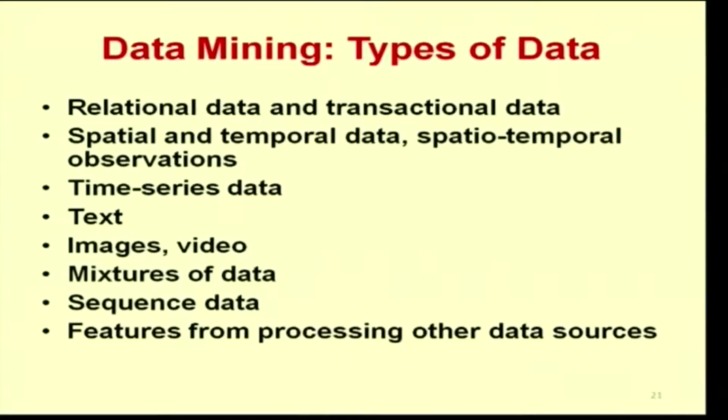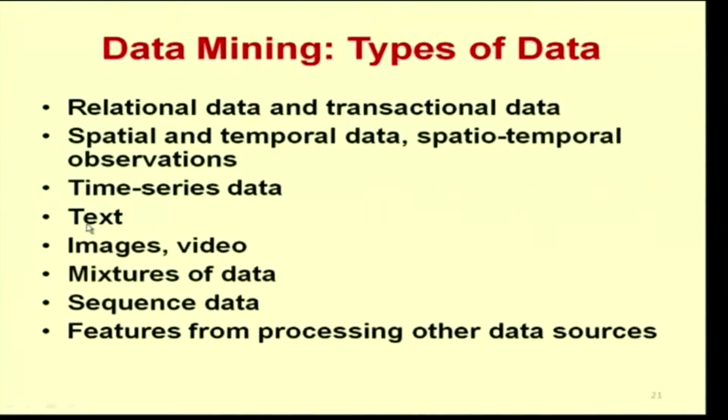Before we go further, let us look at the types of data that you normally use for data mining. What are the types of data? You have databases, with relational data and transactional data. Typical transactional data you can think of in a bank or in a supermarket. You also have spatial and temporal data, spatio-temporal observation. For example, if you want a database of traffic, you know that this car at this point of time was in this location. That is typical spatial temporal data.